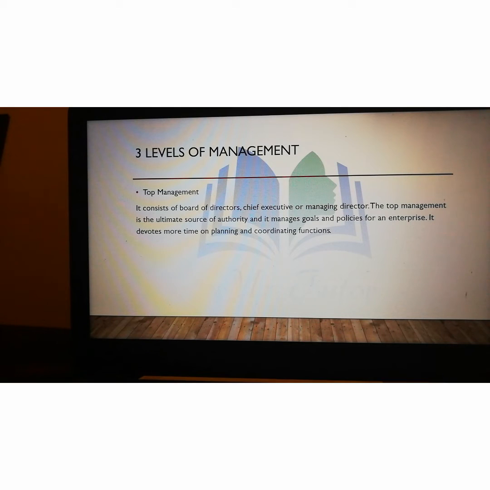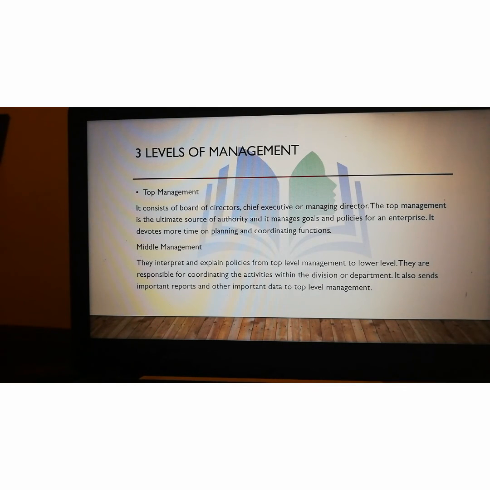Now he spends more time on planning and coordinating the functions of the team. Whether the team will be traveling, some of the decisions are taken by him. He's part of the top management. This is just another example, just to make it easier for you to understand.